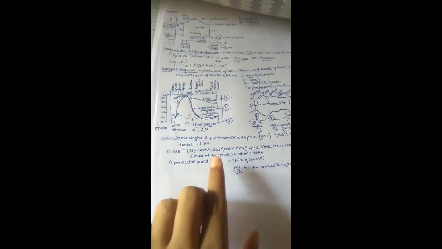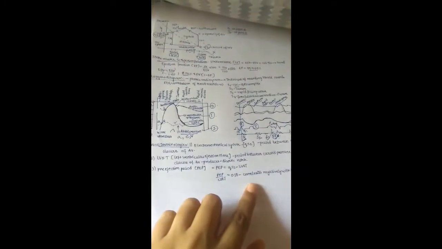And next comes the LVET, meaning left ventricular ejection time. This is the period between the carotid pressure rise and the closure of the aortic valve, which produces a dicrotic notch in the graph. That is left ventricular ejection time.